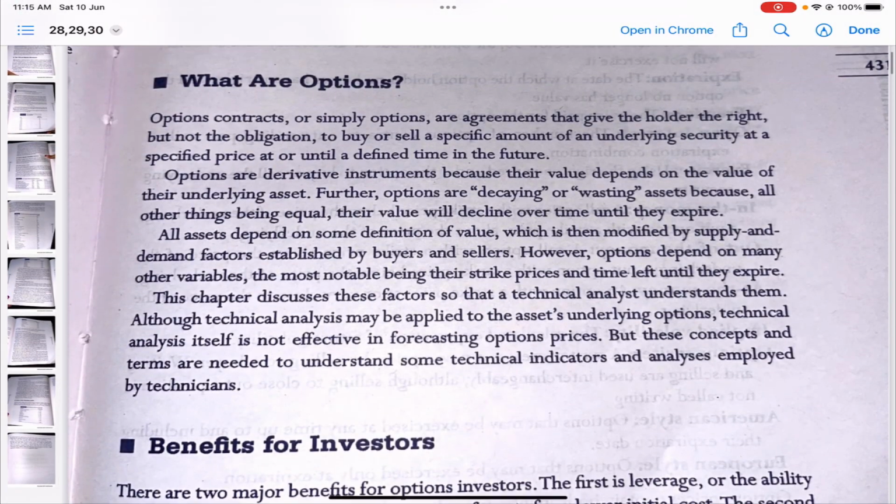So what are options basically? Option contracts are agreements that give the holder the right but not the obligation to buy or sell a specific amount of an underlying security at a specified price at or until a defined time in the future. So this is what option contracts are.